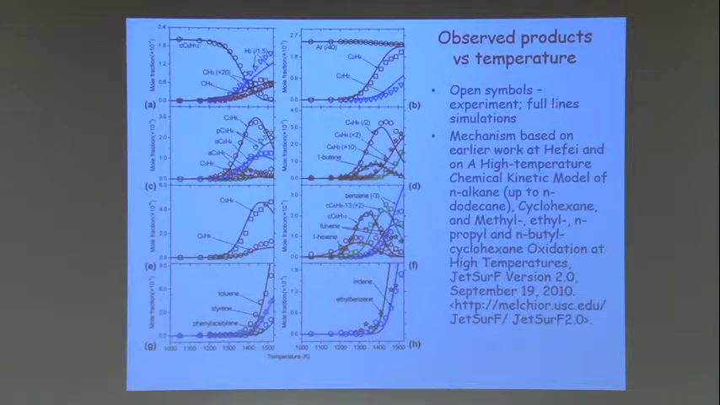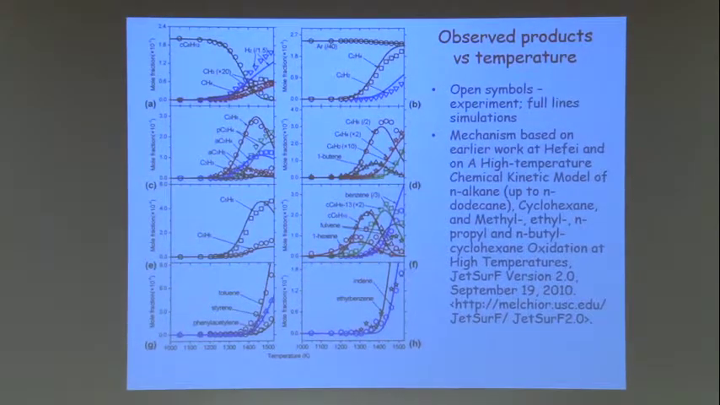Open symbols are experiment, full lines are simulations based on the mechanism. The mechanism is based on earlier work in Hefei, where the Feiqi's group was based, and so it's based on that down there. And you can see the comparisons with this wide range of data. So there's the cyclohexane decreasing, and then methane increasing, methyl radicals being formed, various hydrocarbons here, and also radicals, C3H3, the propargyl radical. So a phenomenal amount of data are available to compare with the mechanism. And so this is really providing very good tests of the mechanism.